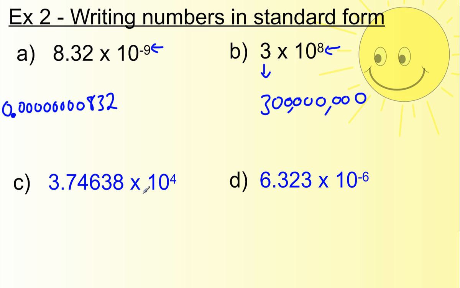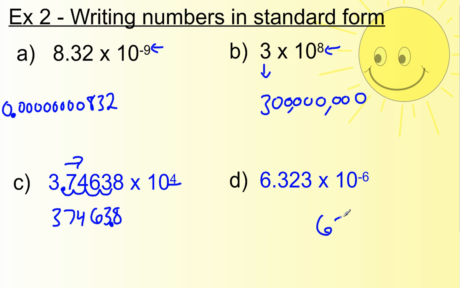Okay, so let's see. Well, since this is a big number, I'm going to be making my number in standard form bigger, so I'm going to move the decimal that way. So 3, 7, 4, 6, 3, 8. I'm moving 4 places to the right. 1, 2, 3, 4. Gives me right there. Hopefully you did not start at the end here and add 4 zeros. No. You have to move from where the decimal starts, and you move the decimal 4 places. So since the decimal started here, 1, 2, 3, 4, puts my decimal between the 3 and the 8.